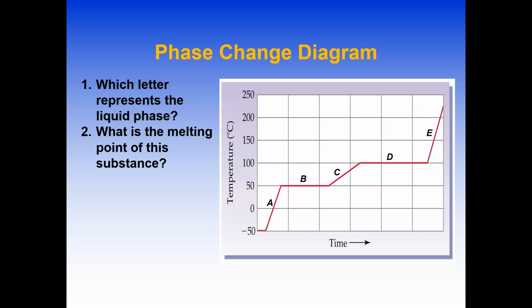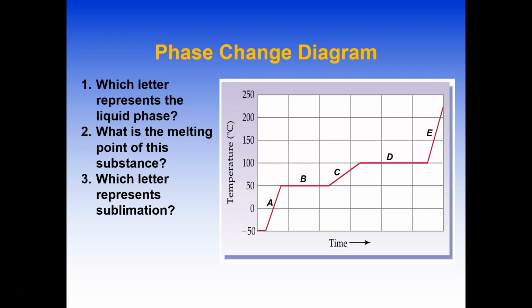Number 2 asks us what is the melting point of this substance. So our phase changes are the straight lines. So in this case, B and D. Well, you should know by now that melting is when you go from a solid to a liquid. So that means we are looking at B.